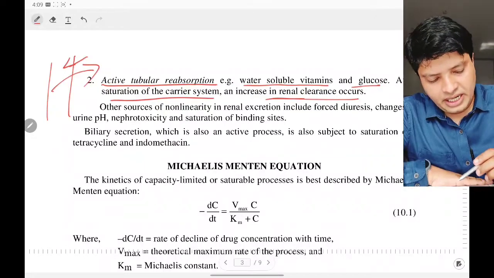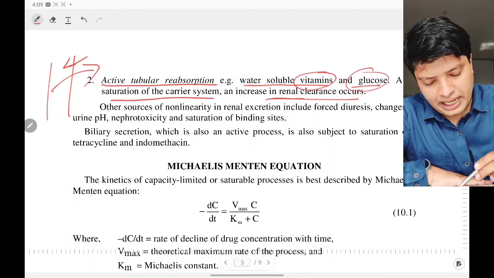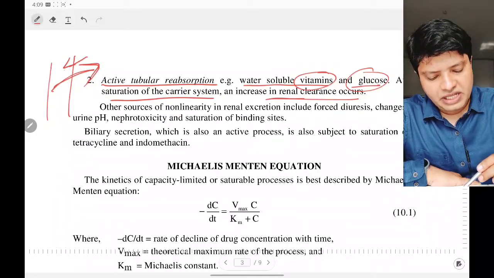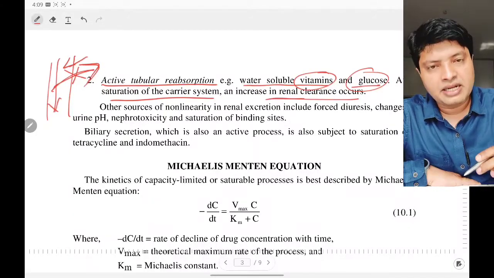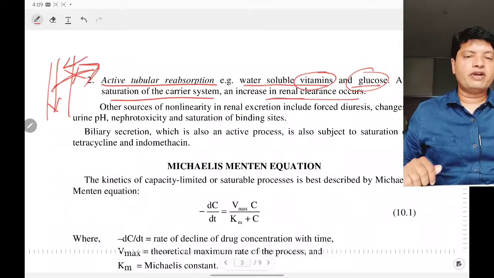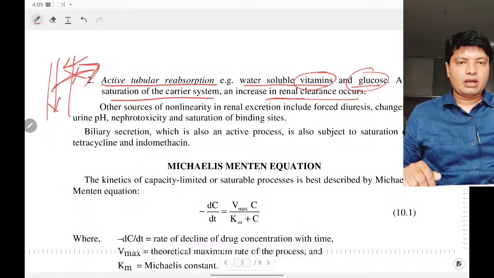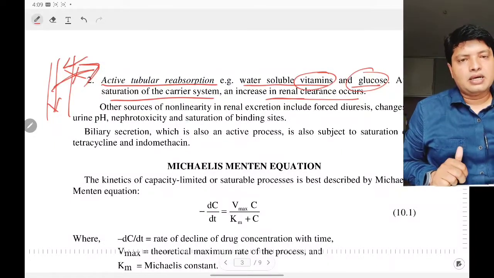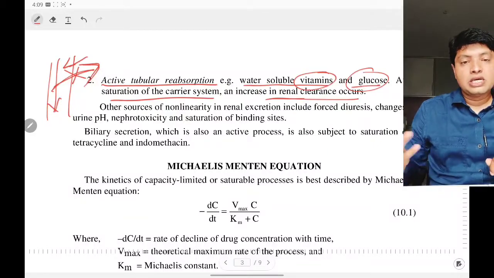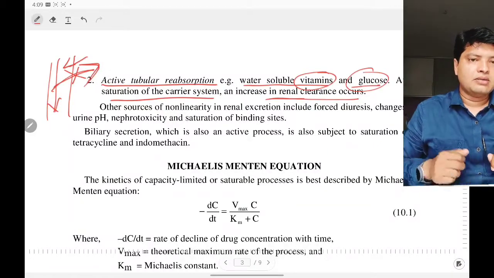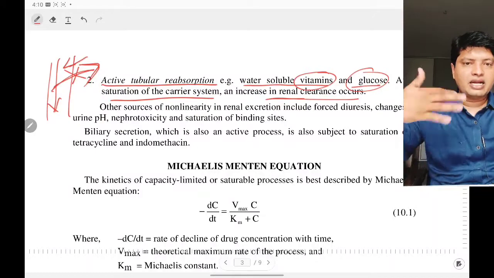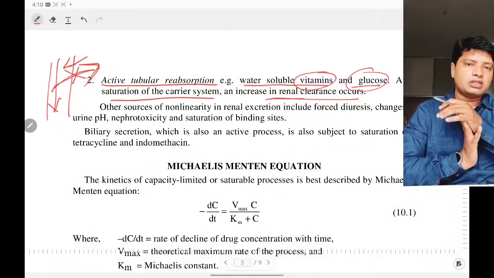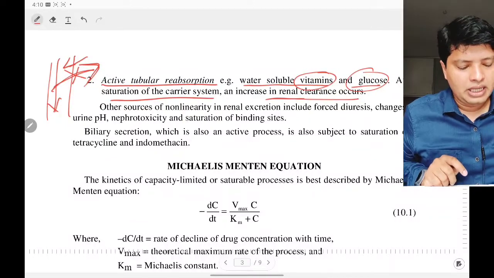Generally, vitamins and glucose are reabsorbed in the tubular reabsorption system. Now if this system gets saturated, the clearance of glucose and vitamins will increase. Because they are not being reabsorbed, they are cleared from the body very frequently. So these are the various causes through which non-linearity will take place.